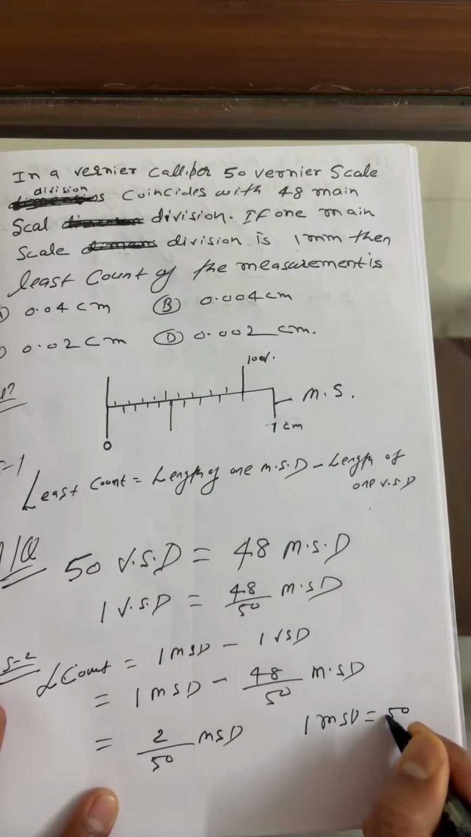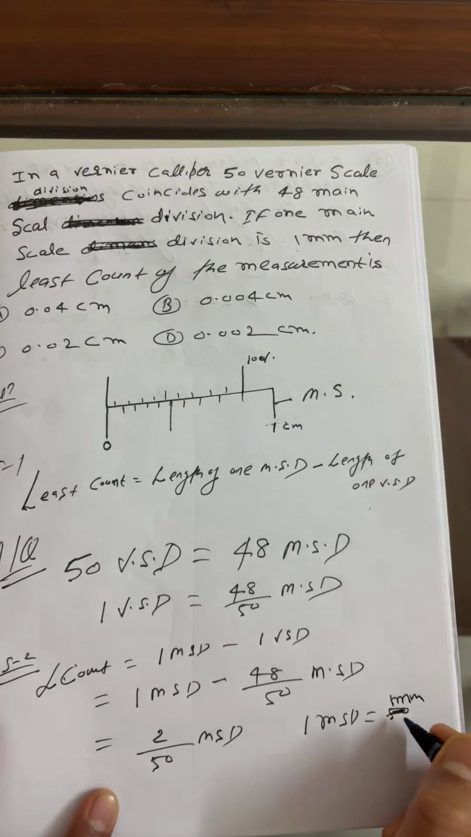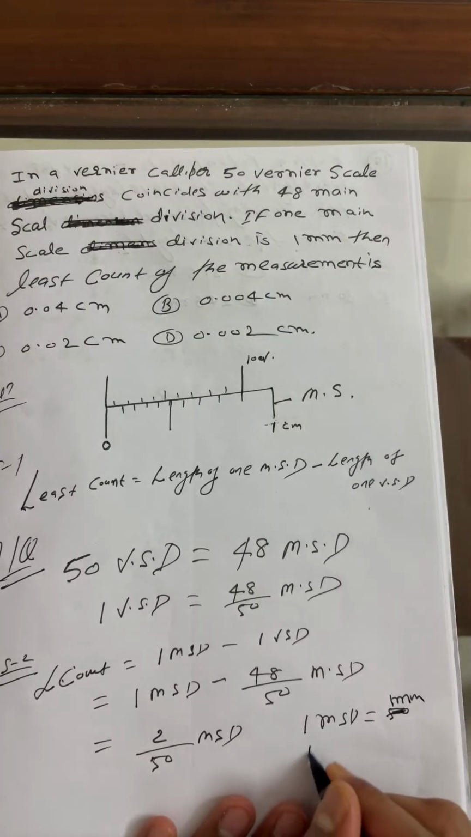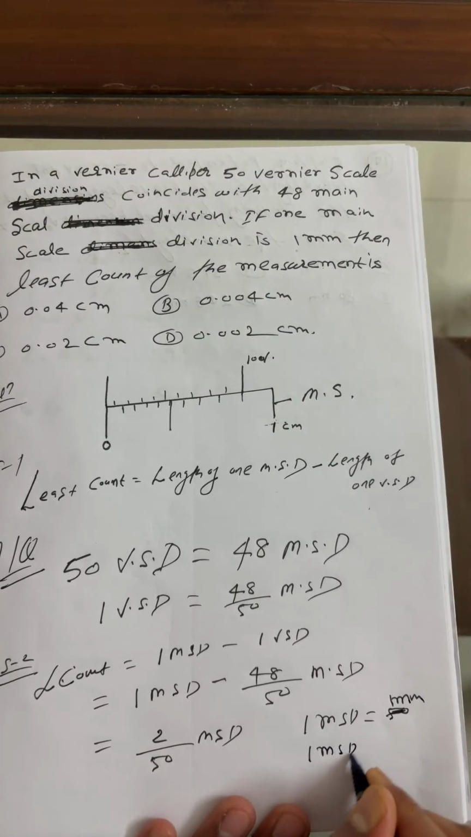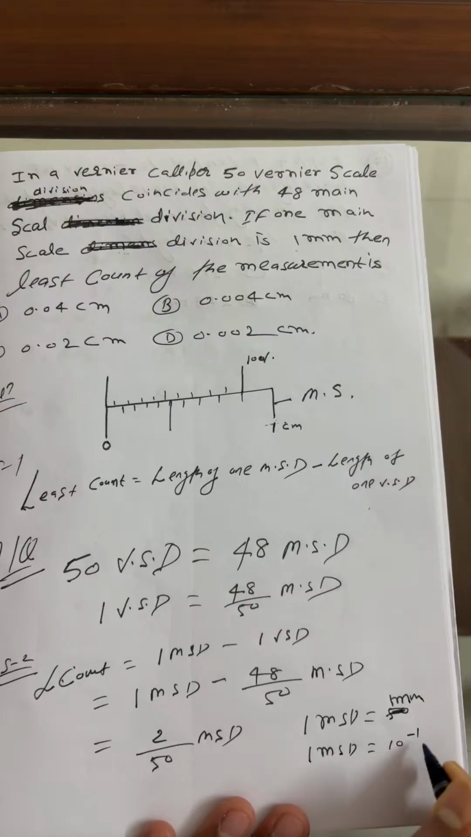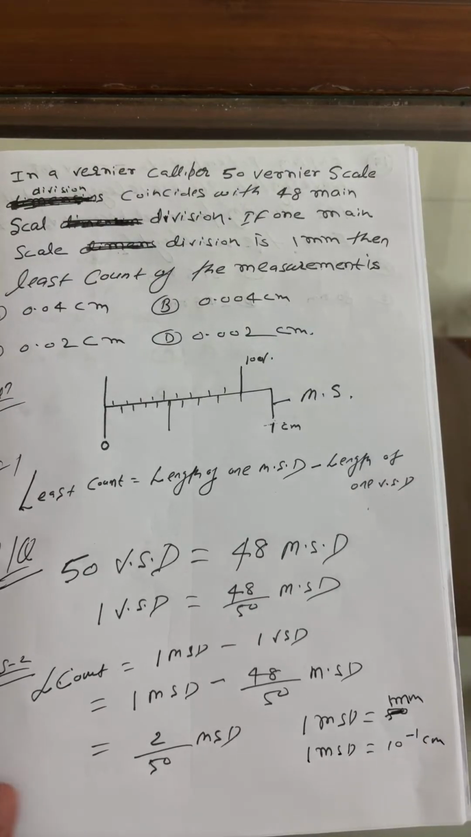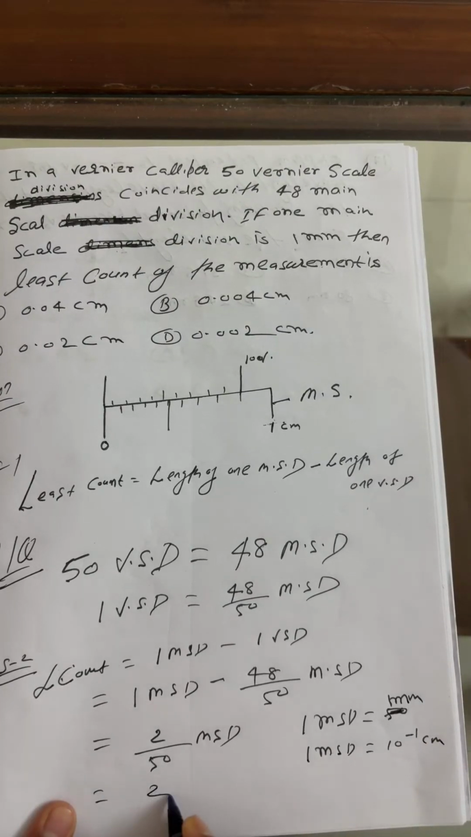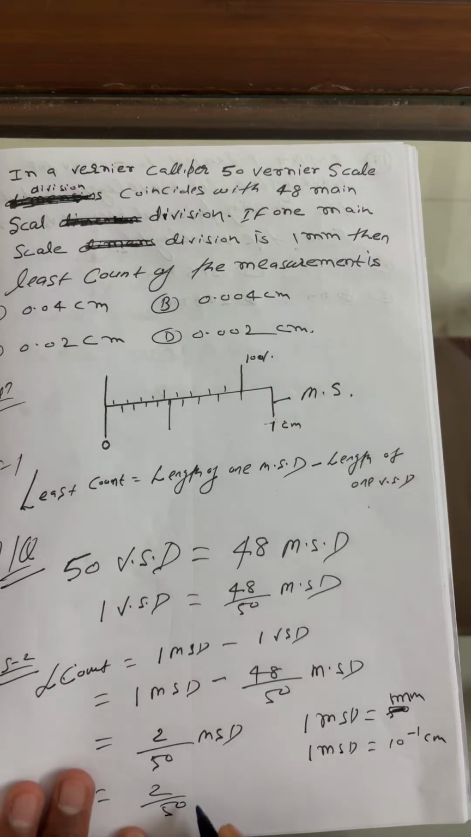Beta, what is it? 1 mm, right? The answer is in centimeters here. So you can say 1 MSD is what? 10 to the power minus 1 centimeter, beta. So you can say this is 2 upon 50 into 10 to the power minus 1. You can see what, it's 1 upon 10 here.